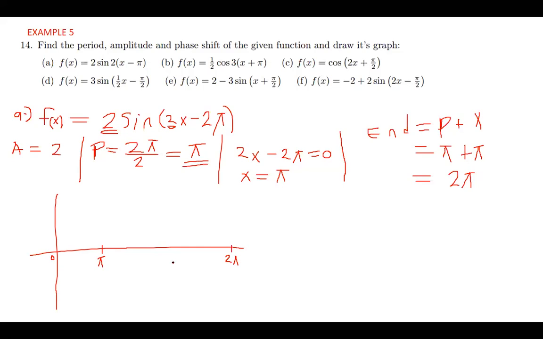So from here, if you want to know the divisions here, this is why a lot of people get confused. How am I going to know what I'm going to put in between here? You just divide your period by 4. So period by 4, we're going to have pi over 4. So pi over 4 is going to be equivalent to 1 division from pi. So I'm going to add pi over 4 plus pi.